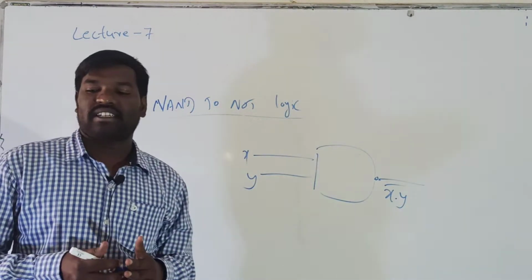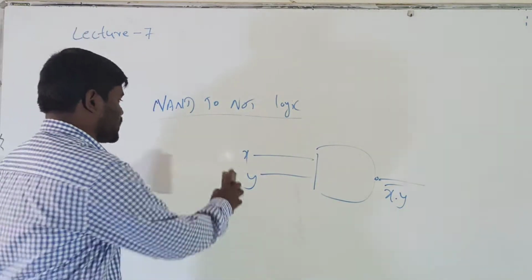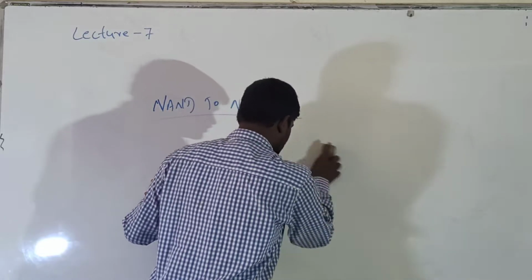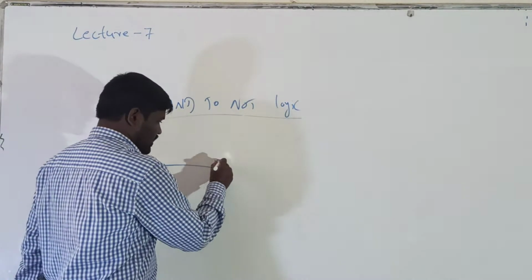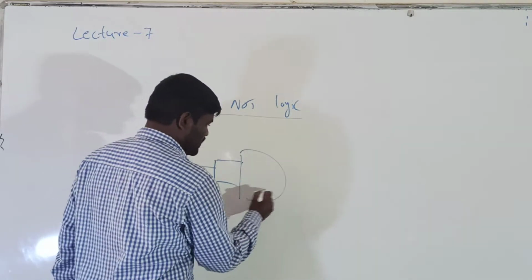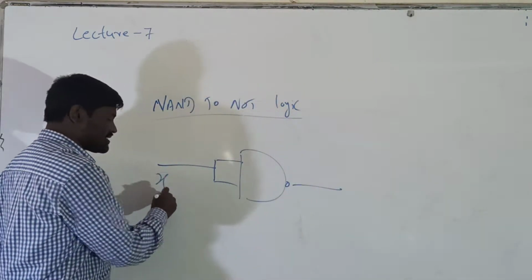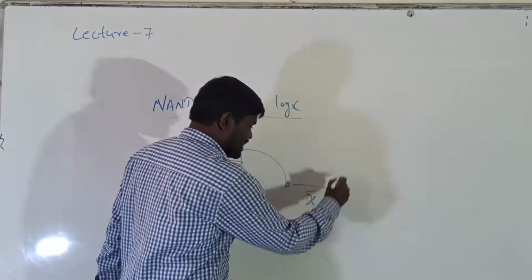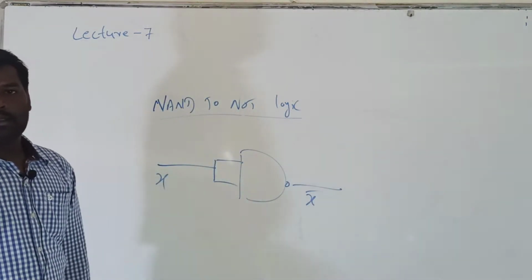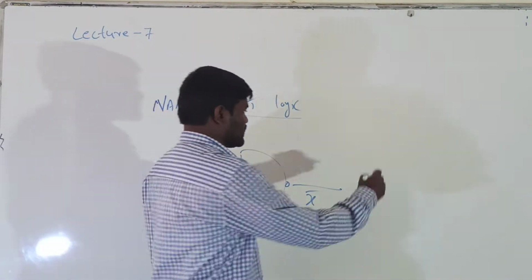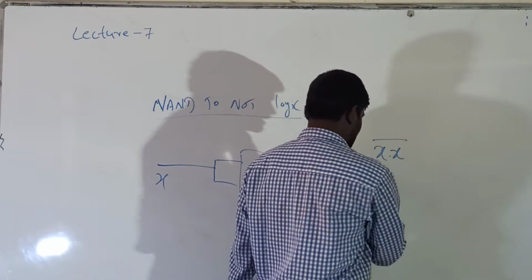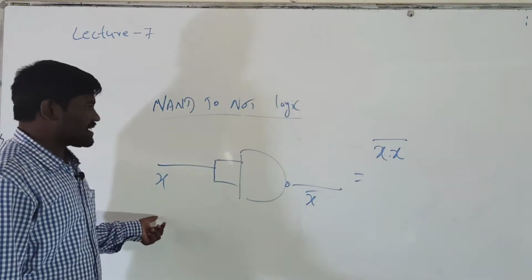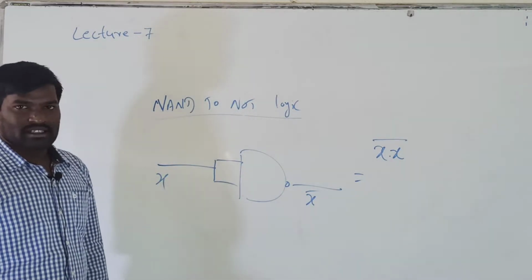Here NOT will take only the single input. You can split this line and you can draw the NAND. If I pass X, here the result is X bar. And the result is X into X whole bar. X NAND X whole bar.